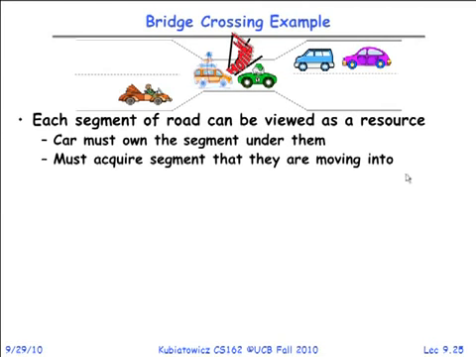How do we get out of this deadlock? A tow truck. Well, what you're saying is you have to preempt a chunk of road from one of the cars, right?